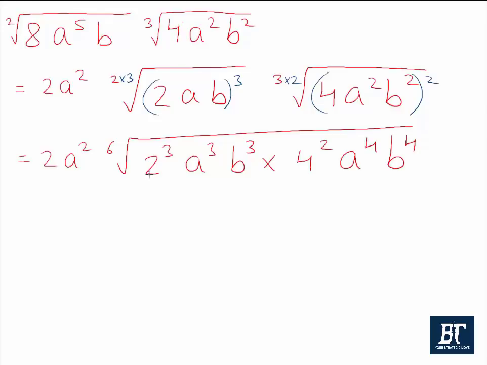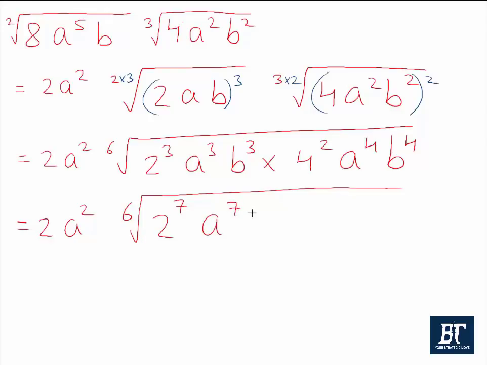So this is 6th root, so we would like to see power 6. So we can write this 4 as 2 square, so this will become 2 to the power 4. So this equals 2a square 6th root of, this is 2 to the power 4, so this combines with this and it will become 2 to the power 7. This combines and becomes a to the power 7, and then this will become b to the power 7. So we can write this as 2 to the power 6 into 2. So we'll be able to pull out one 2 outside.